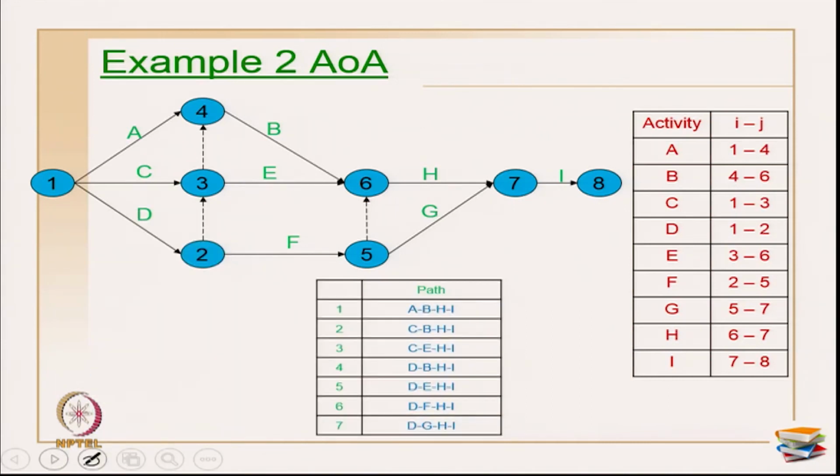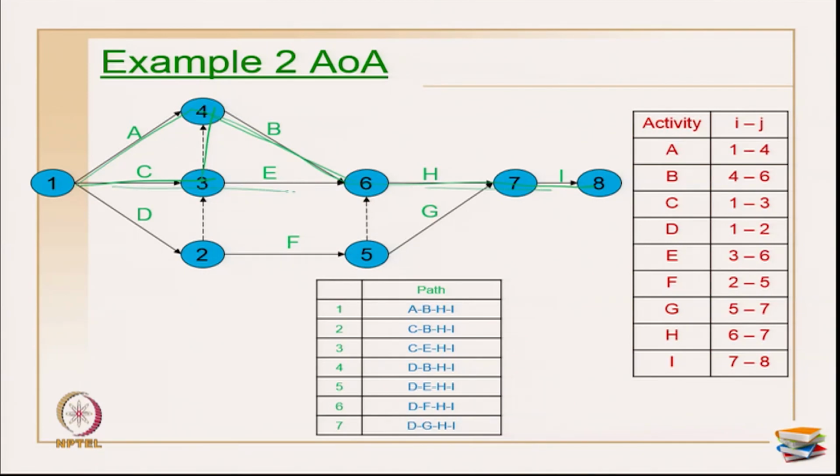Okay. And now paths. I have so many paths in this entire network. For example, there are 7 paths in this network: A, B, H, I, C. So, this is primarily A, B, H, I. Then I have C, a dummy, B, H, I.